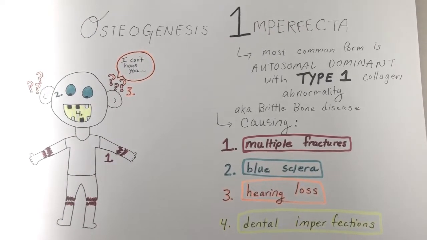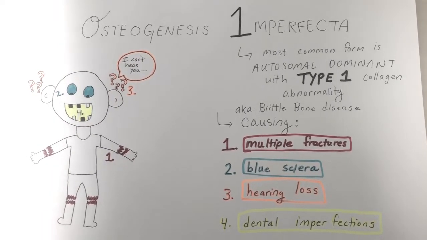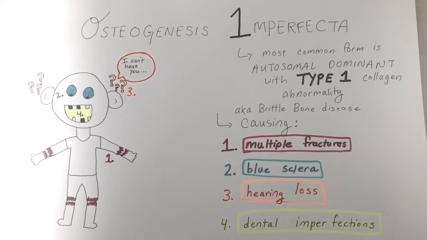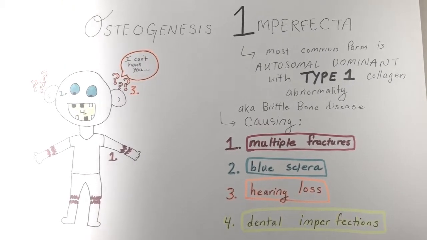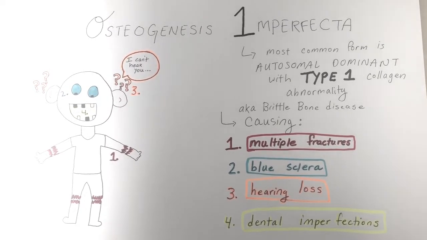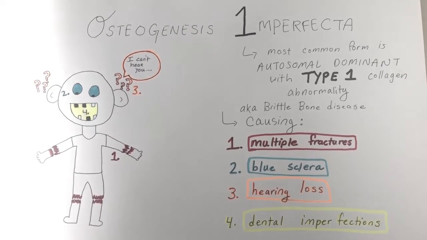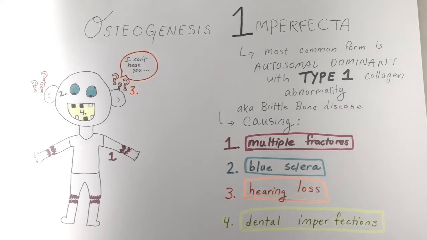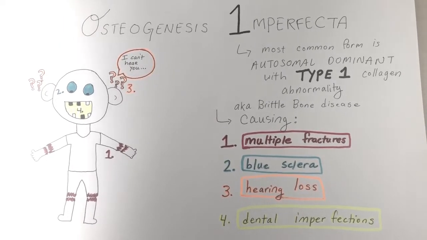So, osteogenesis imperfecta, the most common form is autosomal dominant with an abnormal type 1 collagen, type 1. Osteogenesis imperfecta causes multiple fractures, so you may see patients that come in with multiple fractures due to minimal trauma, a blue sclera, which is due to the translucency of the connective tissue over the choroidal veins.